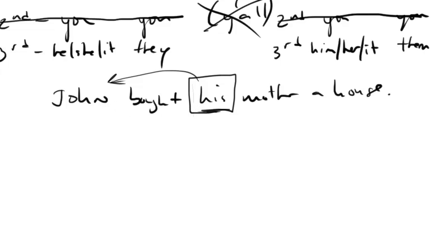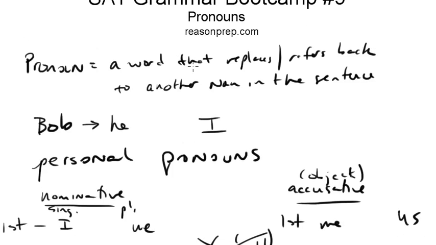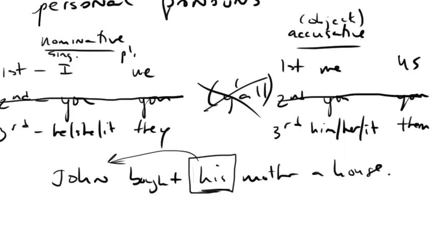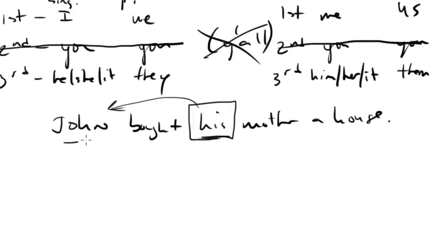Oh, I didn't mention antecedent, did I? Okay, so the noun that's being replaced is called the antecedent. That's just the kind of fancy word for it. Okay, so the antecedent here is going to be John, right? Because "his" is going to refer to John. We could write as well, "John bought John's mother a house," but you can kind of tell that's clumsy and awkward, which is why we use the pronoun.